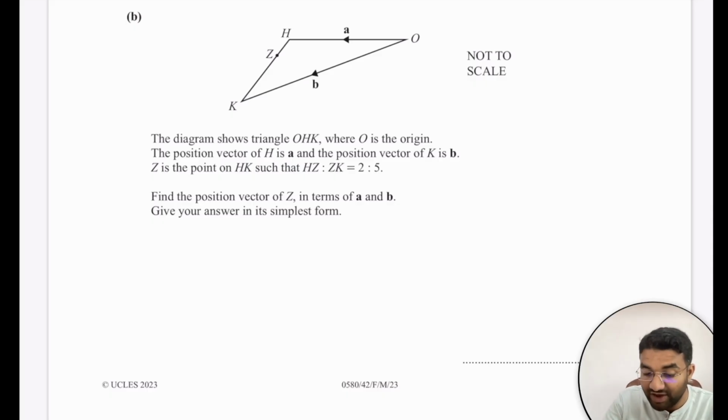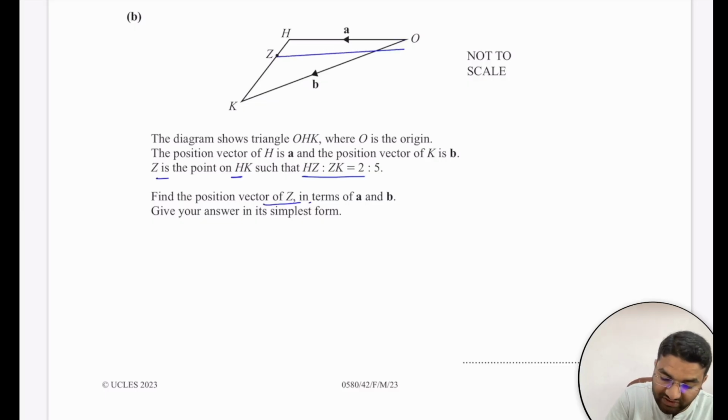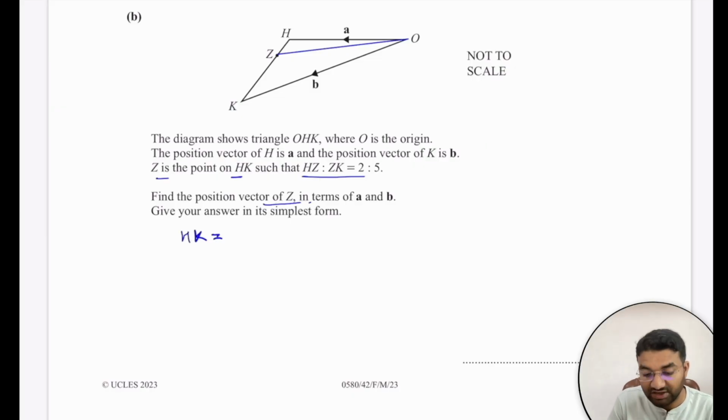Here firstly, Z is the point on HK. HZ is to ZK is 2:5, and we have to find the position vector Z. So firstly, draw the line OZ because that's a position vector. Answer in the simplest form. So see, first of all, you have to calculate HK. How can we calculate HK? HK is equal to, basically you can write in terms of position vectors, OK minus OH, which is b minus a.